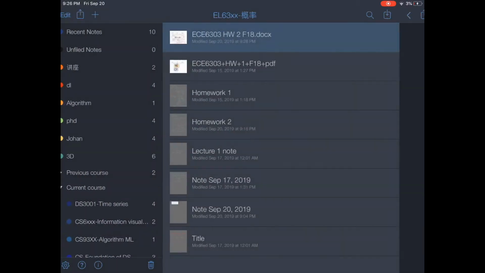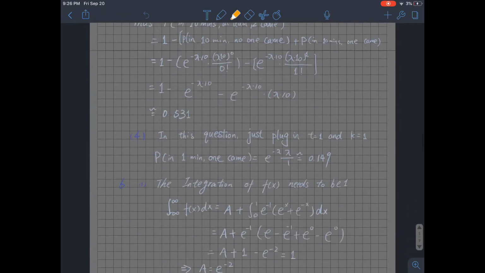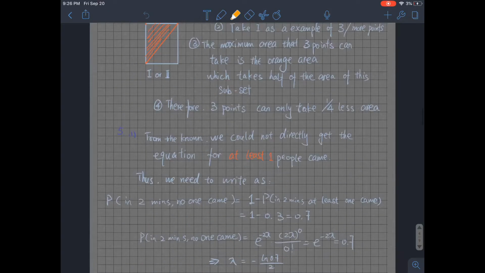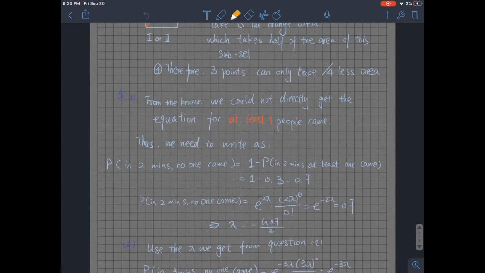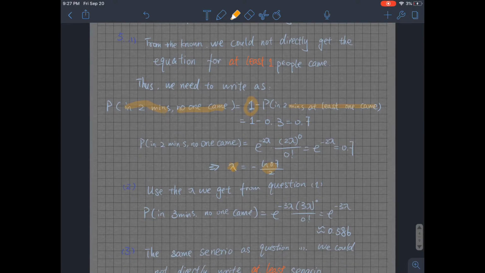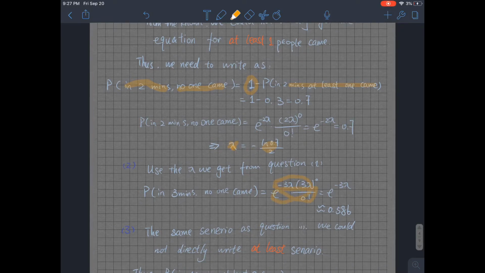Let's see the result here. The question is here. So basically, I convert the question: in 2 minutes, no one came, becomes 1 minus this happens. So this is already known. Then we can get the lambda here. And then we can plug this lambda into the Poisson distribution, with t equals 3, no one came, k equals 0. Then we can get the result here.